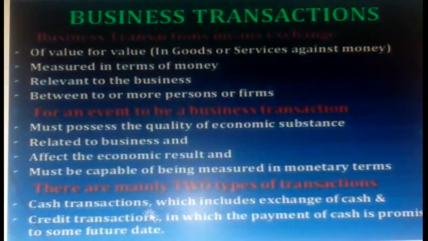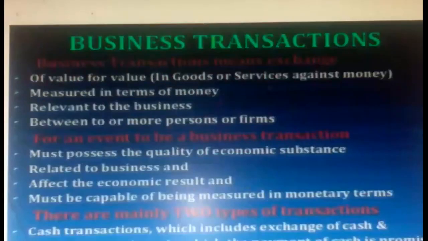A cash transaction includes an exchange of cash, and a credit transaction is one in which the payment of cash is promised for some future date. You can't pay immediately, so later on you are going to pay. That is called a credit transaction. That's the second important term, business transaction.